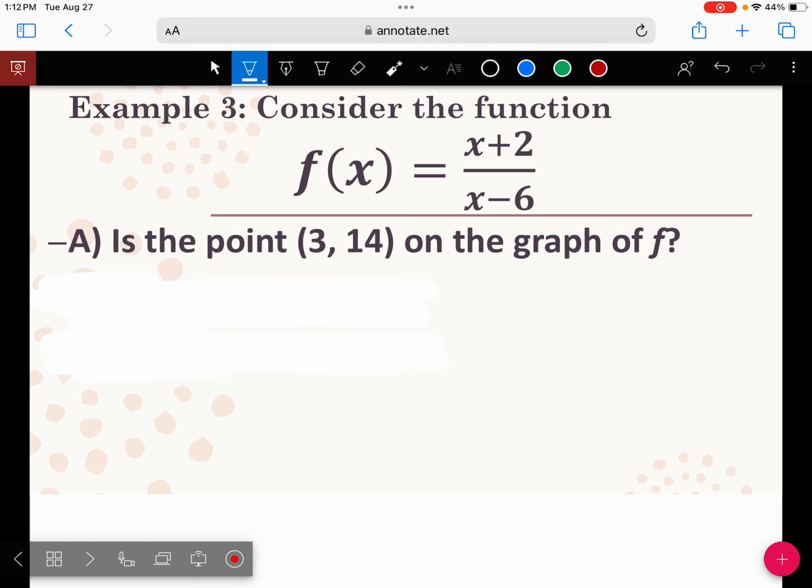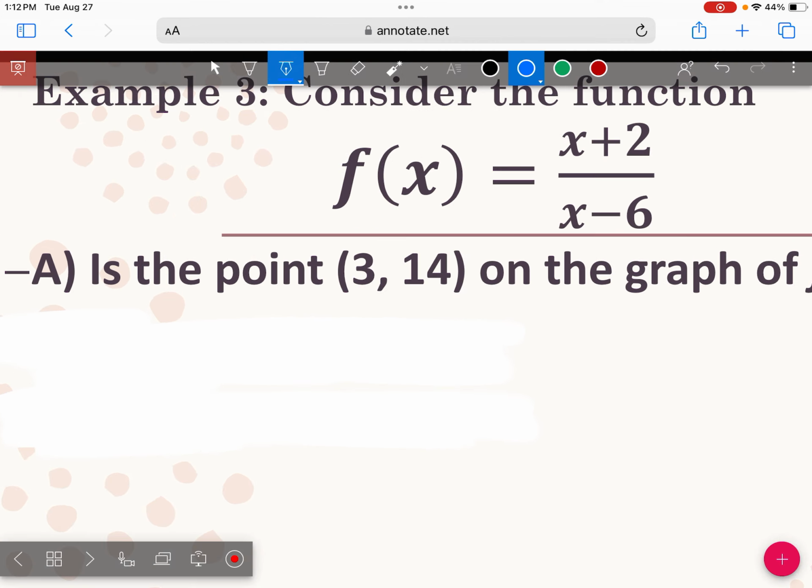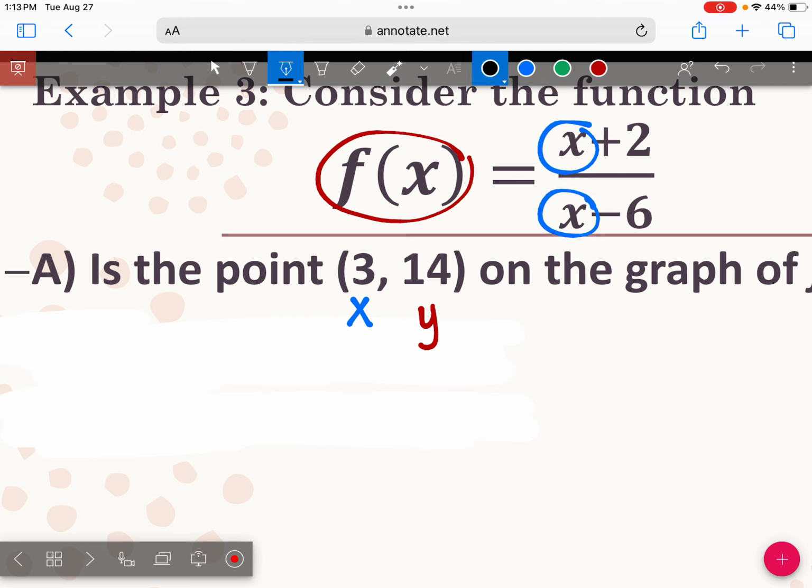So in order to test if a point is on the graph, we're going to do a substitution. So this is x and this is y. Let's go ahead and substitute it in. I'm going to put that 14 right here, and the x is going to go here and here. So 14 equals 3 plus 2 over 3 minus 6. Does everyone see what I did there? I just took the ordered pair and substituted it into the function. I put the y where the y belongs, and I put the x in both places.